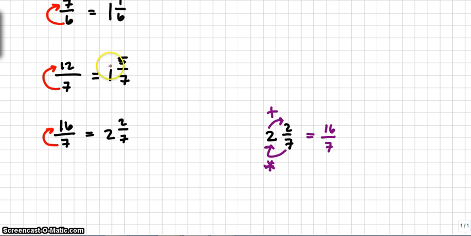Let's make sure that that method works with our previous one as well. If we have 1 and 5/7, the first thing we should do is multiply 1 times 7, which is 7, and then we're going to add the top number to that. 1 times 7 is 7, plus 5 is 12, and the bottom number stays the same.